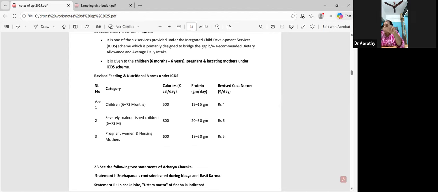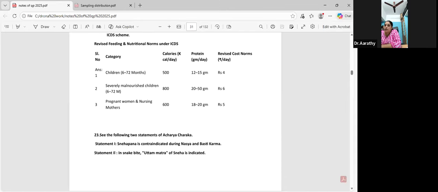Normal children get 500 kilocalories per day with 12 to 15 grams of protein. If they are severely malnourished children of 6 to 72 months, then 800 kilocalories is the energy requirement, while 20 to 50 grams of protein should be given. And for pregnant women and nursing mothers, it is 600 kilocalories per day of energy and 18 to 20 grams of protein is needed. Note down these points.